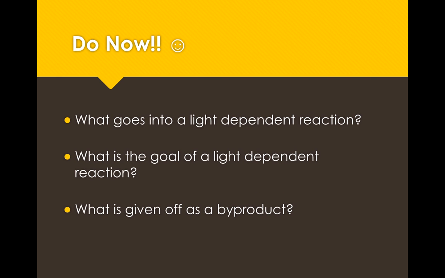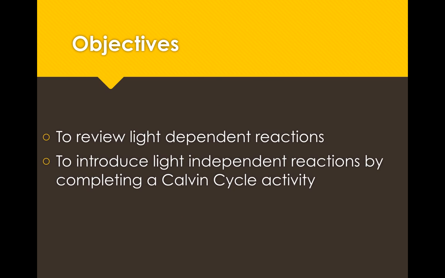So what goes into the light-dependent reaction? Think of what are the inputs. What is the goal of the light-dependent reaction? What is being produced that's going to be used later on? And then what is given off as that byproduct? Our next section, we're going to review light-dependent reactions, and then we're going to also introduce light-independent reactions by completing a Calvin cycle.